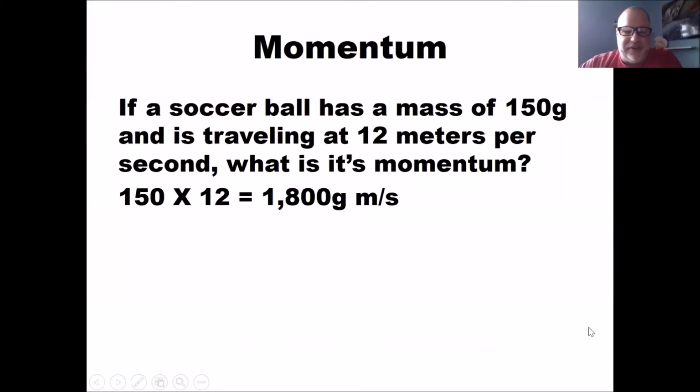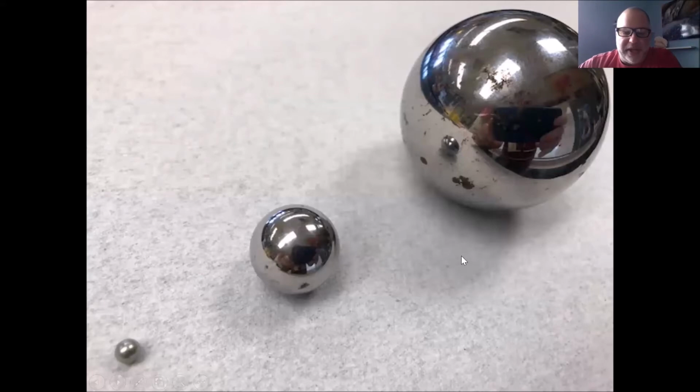All right, let's move on here. Let's do this one as an example, just in case this was a quiz question. Well, maybe it will be. Maybe you're rewinding to see this, right? If a soccer ball has a mass of 150 grams, let's say, and it's traveling at 12 meters per second, what's its momentum? So it's 150 grams times 12 meters per second. So you're going to get 1,800 grams meters per second. That's the way that you would calculate that out.